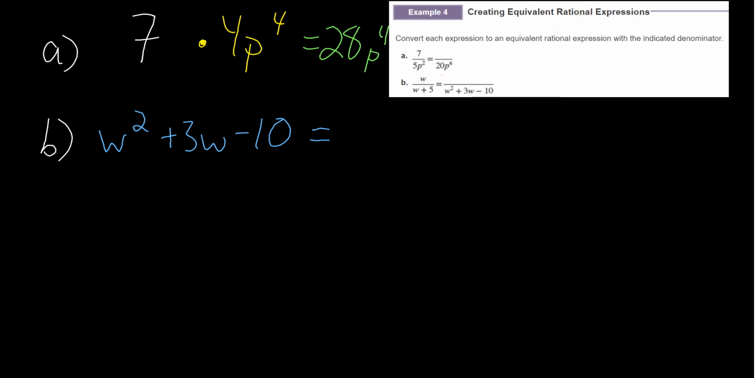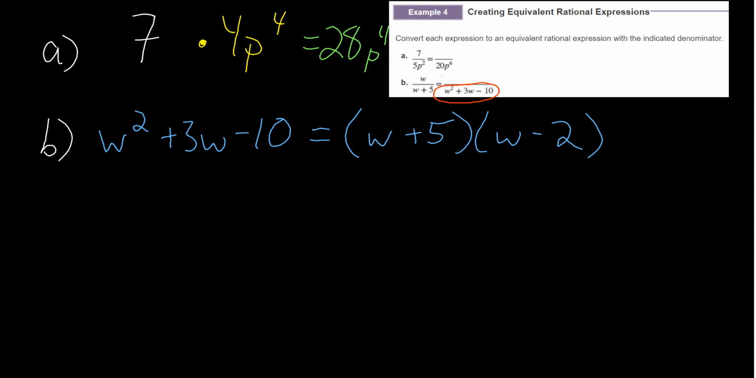All right, so I'm trying to figure out how to get from w plus 5 to w squared plus 3w minus 10. In order to do that, I'm going to factor w squared plus 3w minus 10. What are my factors of 10? Looks like 5 and 2. So it's a positive 5 and a negative 2. W plus 5, w minus 2. So that is the quadratic here.